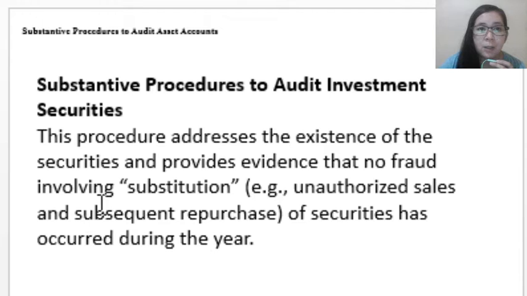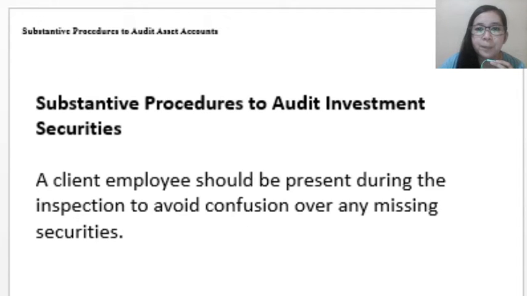So this procedure, as mentioned, will address existence, and also this will provide evidence that no fraud, in the form of a substitution, meaning an unauthorized sale or subsequent repurchase of such investment securities, has occurred during the year. So this inspection will lead the auditor to determine the existence and any fraud that may exist in these investment securities. A client employee should be present during the inspection and counting of those securities on hand.